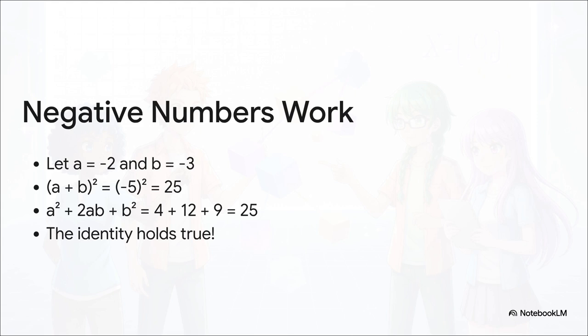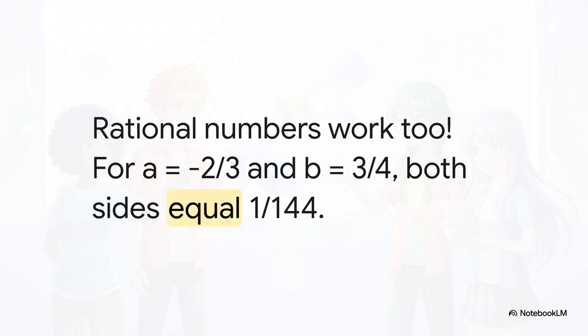Now let's use the expanded right side. A squared is 4, B squared is 9, and 2 times A times B is 12. Add them up. 4 plus 12 plus 9 equals 25. So even though we literally can't draw a square with a negative length, the structural identity holds flawlessly. Oh, and just a quick side note, this mathematical perfection absolutely applies to fractions and rational numbers too. If you try this with A as -2/3 and B as 3/4, both sides of the identity will beautifully, perfectly calculate out to 1 over 144.